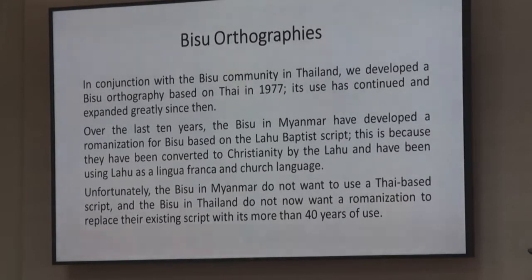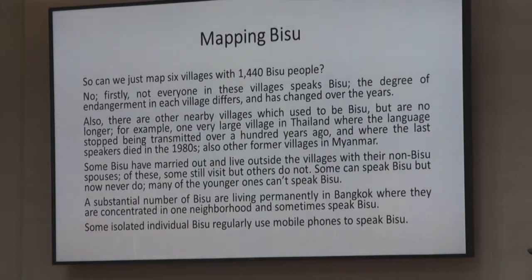Next transparency, please. When we want to map a language, what do we do? Do we map the six villages where we know the Bisu now live? Do we map the other villages where we know they used to live? Do we map the places where Bisu women or men have moved out and live in other villages nearby? Do we map the places where Bisu have migrated to, for example, the Bisu community in Bangkok? These people still speak Bisu to each other, even using mobile phones. Next transparency, please.